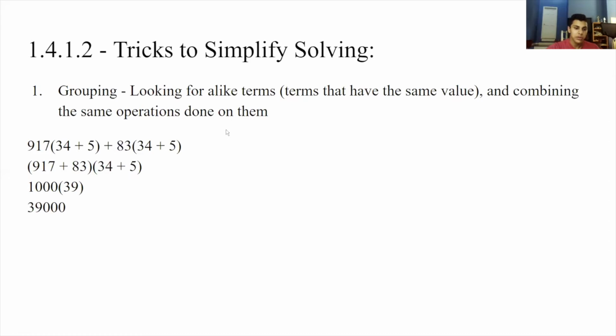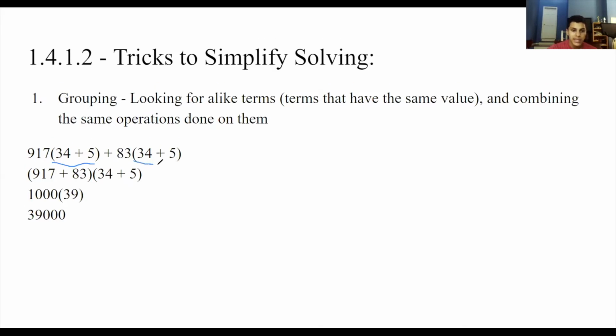So in my example, my equation is 917 times (34 plus 5), plus 83 times (34 plus 5). So the way we would use grouping is we look for like terms, and that's defined as terms that have the same value. So we have 34 plus 5 twice in this equation, and it's in parentheses, so we have to do it first. So we know that they're both going to simplify to 39, so they both have the same value, this section and this section. So what we can do is combine the same operations done on them. That's what our definition says.